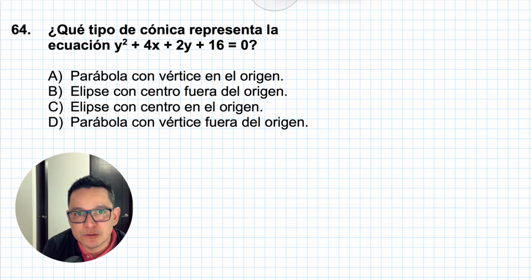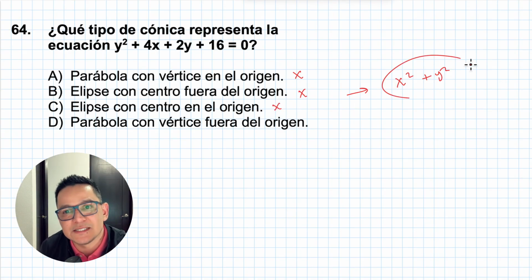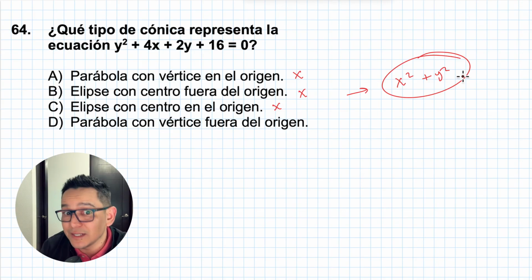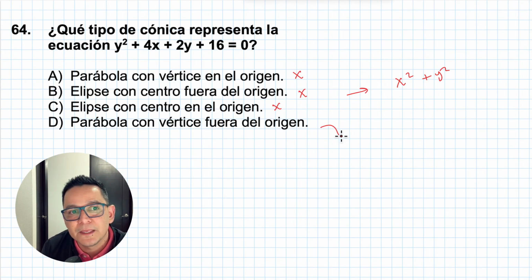Let's see. So, this one isn't it? It says, ellipse with center outside the origin. That's not it either. This one isn't the answer either. We know it's not an ellipse, for the simple reason that in ellipses we have x squared and we also have y squared. So, it's not an ellipse. Ellipse with center at the origin? Well, no, because it's not an ellipse, since in ellipses you have x squared and y squared. Now, for the parabola with the vertex outside the origin, that's right.